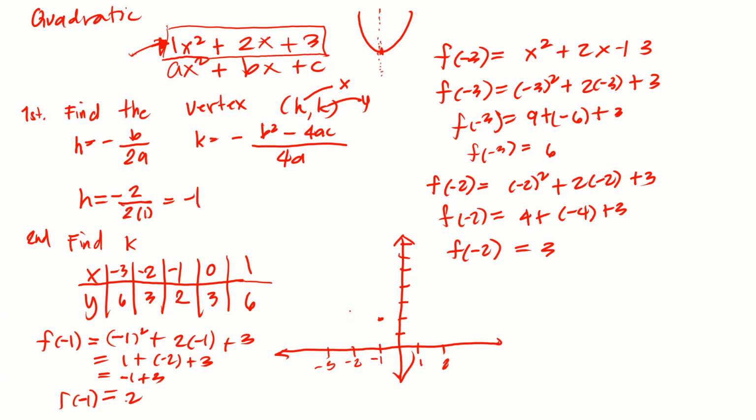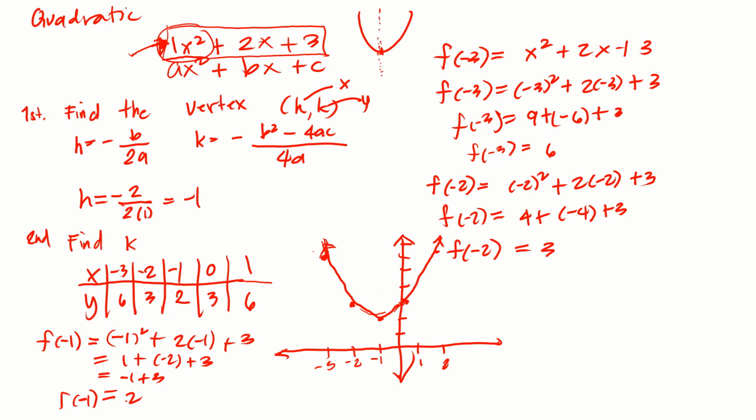So at -2, it is 3, and at negative 3, it is positive 6, and then for 0, it is also 3, and then for 1, it is also 6. So I hope I would be able to draw a perfect parabola, but anyway, this is a curve. So we know that this opens upward because our leading coefficient is positive.